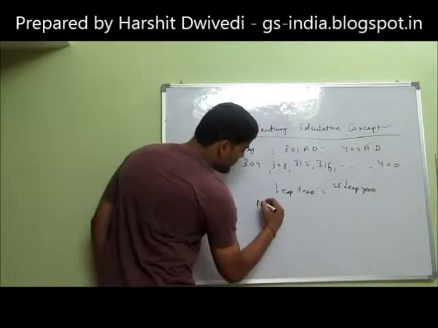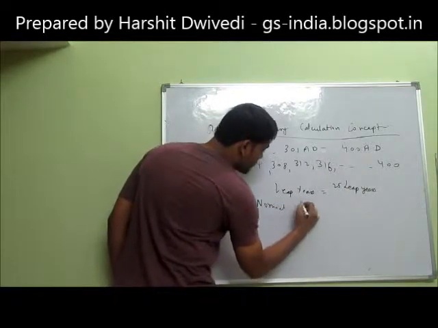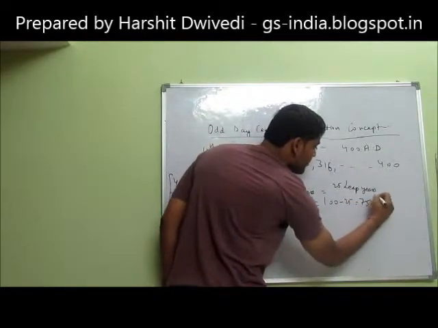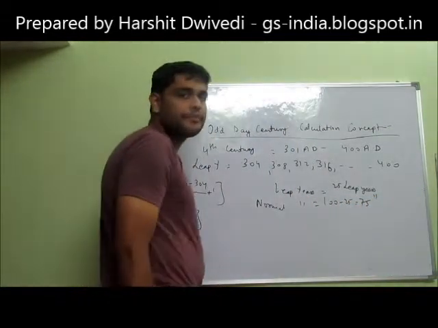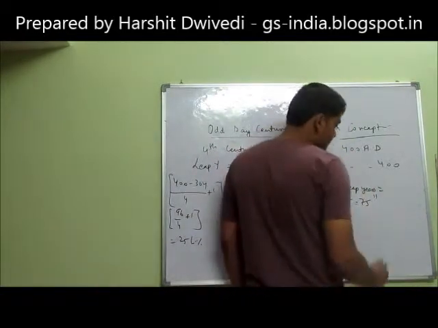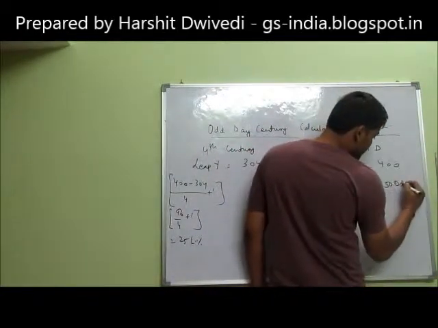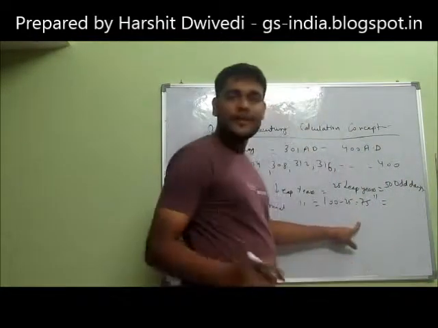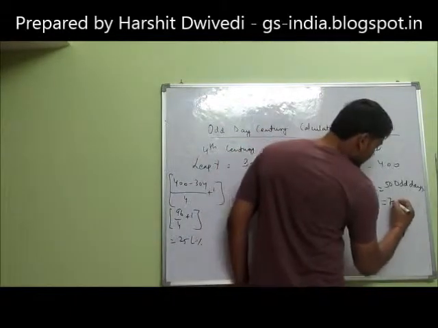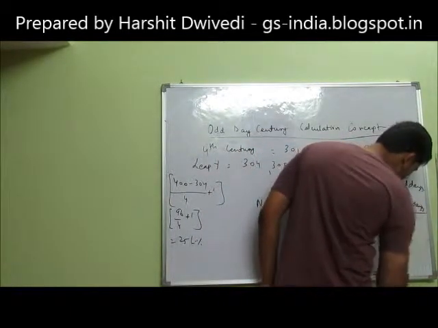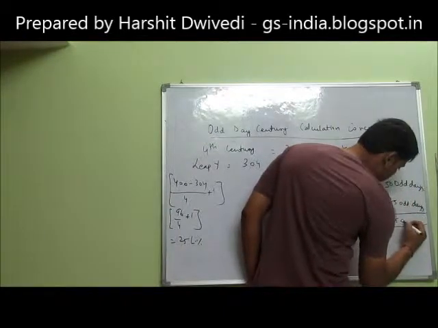And how many normal years will I get? Total number of years are 100. I will subtract 25 from it, so I will get 75 years. Now for every leap year there are 2 odd days, so for 25 leap years there will be 50 odd days. For every normal year I will have 1 odd day, so for 75 normal years I will have 75 odd days. So total number of odd days are 125.